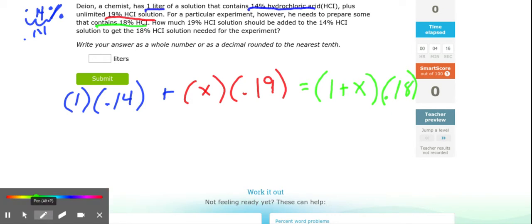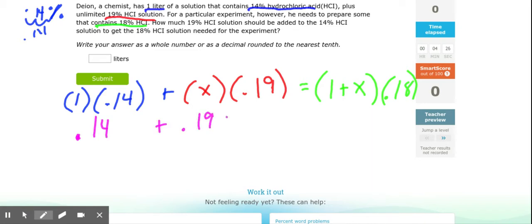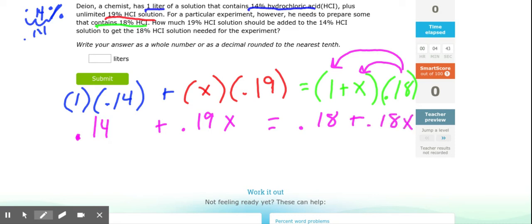So let's solve this now. Let's choose a different color. So now we're solving this equation. So 0.14 times 1 is just 0.14 plus 0.19x equals. Now for this, we have to distribute the 0.18. So we have 0.18 times 1 is 0.18 plus 0.18x. All right, so now we just have an equation that we need to solve.